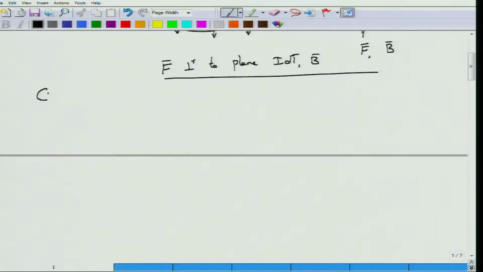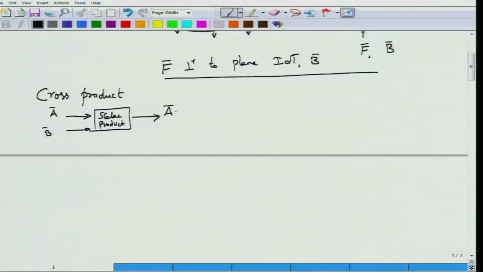So, what is the cross product of 2 vectors? We have already seen one type of product, called the scalar or the dot product, in which you took 2 vectors and produced a scalar. You could think of the scalar product as a machine that takes 2 vectors as inputs and generates a scalar at the output, and this scalar was defined as the dot product of the 2 vectors, given by the magnitude of vector A, the magnitude of vector B, and the angle between the 2.